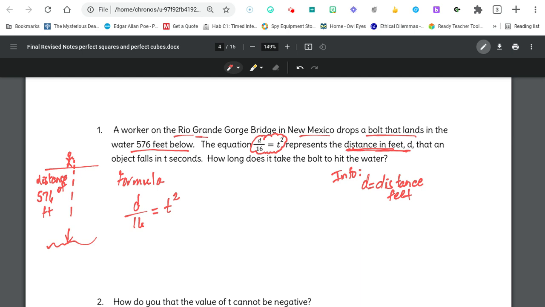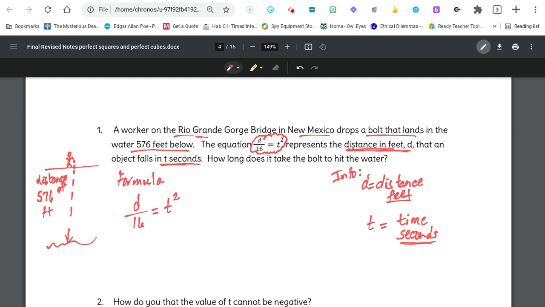That an object falls in t seconds. So it says t seconds. So it tells me t has a unit of seconds. So if t has a unit of seconds, that has to mean that t represents time. So the unit for distance is feet, and the unit for time is seconds. Every measurement has to be measured in something. Distance is measured in feet, time is measured in seconds. Okay, now let's go on and look at our question.